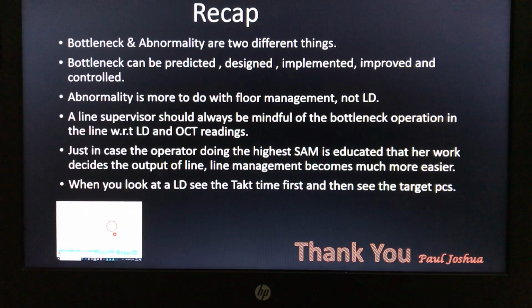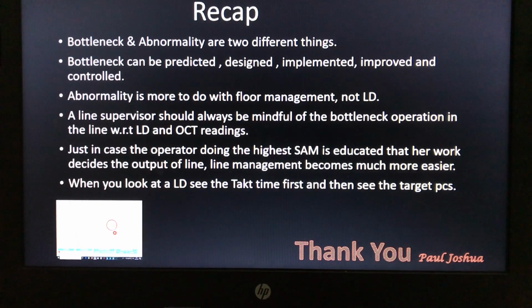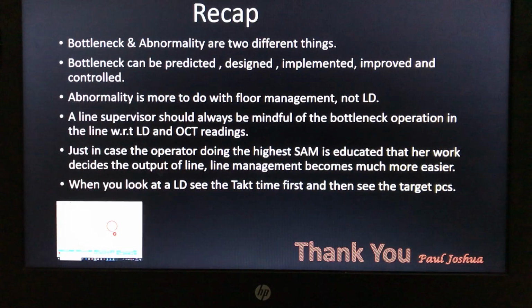So when you start implementing line design in this direction, when your supervisors and your workers or operators at shop floor or line understand about the highest OCT or the highest SAM, your line management becomes much easier.